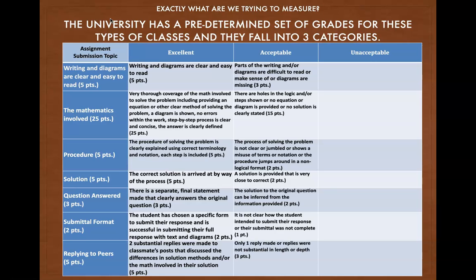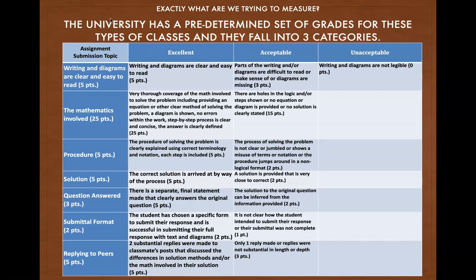Replying to peers, only one reply is made. And I know that's a little bit of a count thing going on, but it's a discussion, and we're looking for replies to their peers, or potentially their replies to 2 people were not substantial in length or depth, and so they would have to work on that piece of that.